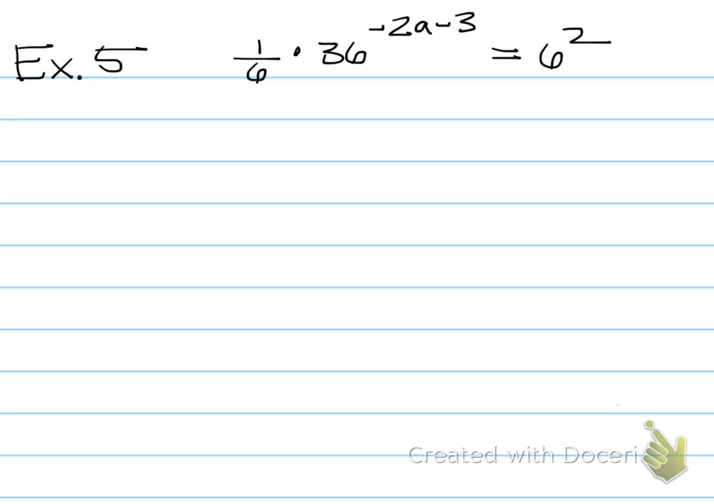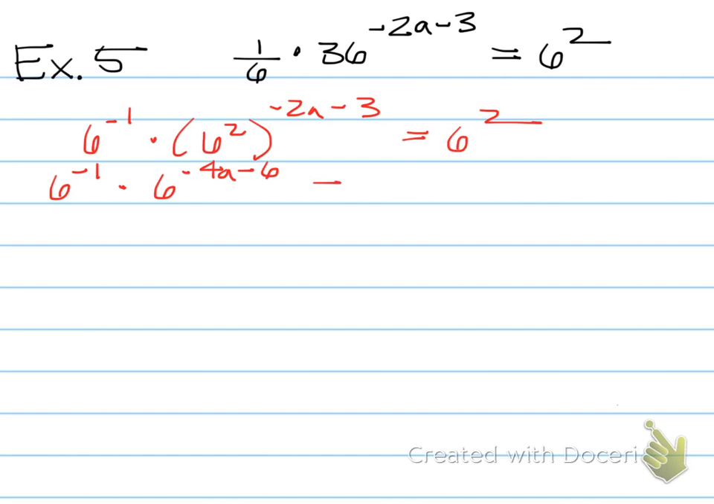Alright, we want to rewrite 36 as an exponent with a base of 6. So 36 is 6 squared. So 2 times -2a minus 3 is going to be -4a minus 6. And now when we multiply 6 to the -1 power times 6 to the -4a minus 6 power, we're going to add those exponents. -1 plus -6 is -7, so that's going to give us 6 to the -4a minus 7.